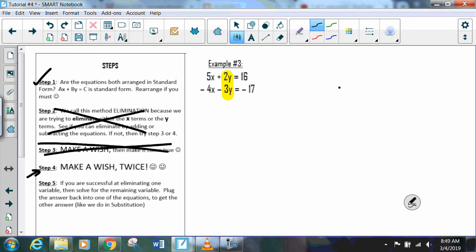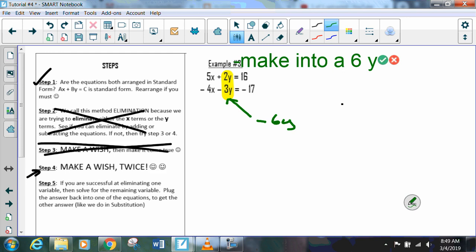Okay, so I'm going to focus on the y terms because I'm like, ooh, 2, negative 3. I think I can go ahead and change those, right? I can go ahead and make the 2y into a 6y, and I can make the negative 3y into a negative 6y, and then they would cancel out. So the nice thing about this is that, whoa, I don't know what my smart notebook's doing right now.